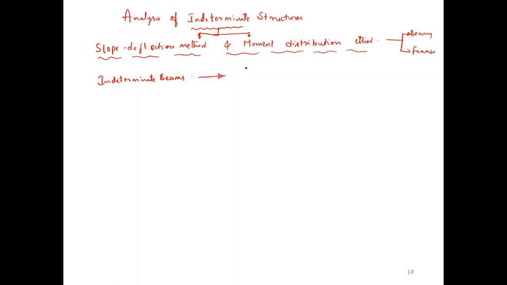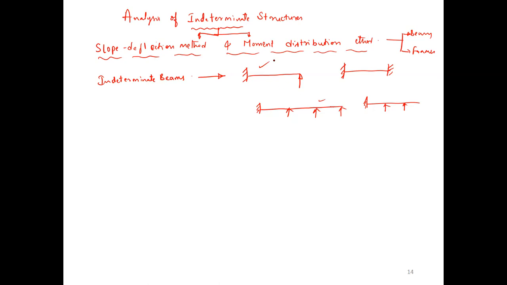Fixed beam. Very good. Propped cantilever beam. Fixed beam, continuous beam, as well as overhang. Sometimes you may get an overhang like this. These are all indeterminate structures. See, in your syllabus they have specifically mentioned propped cantilever and continuous beams.